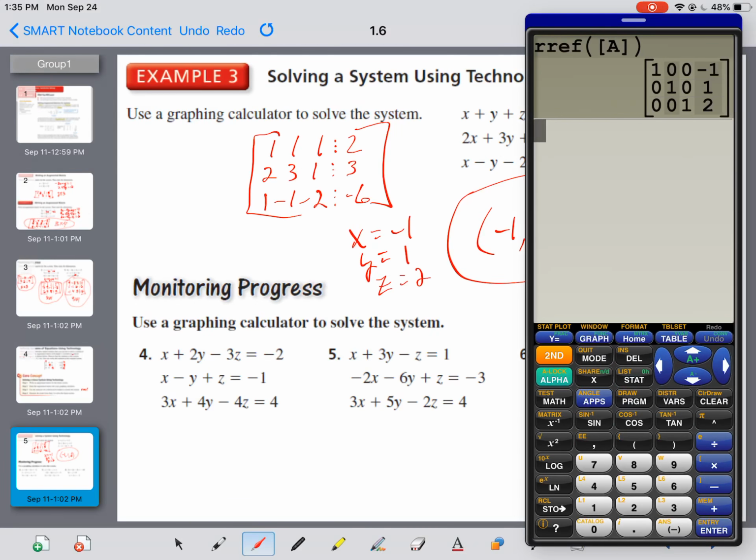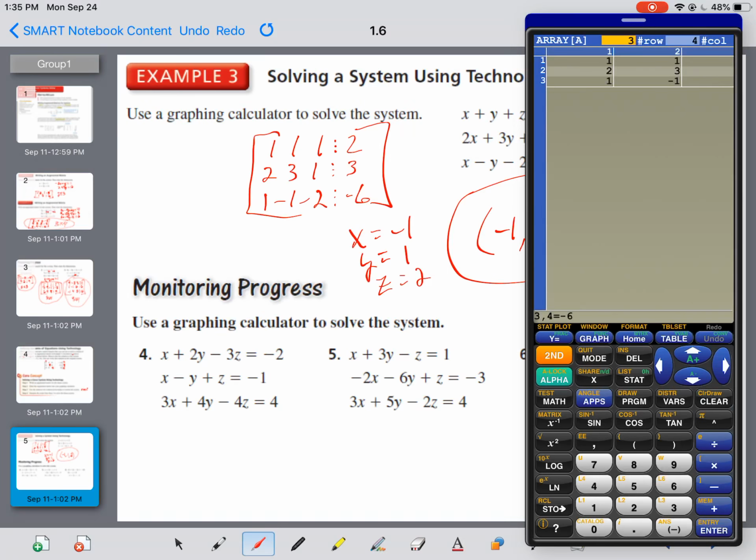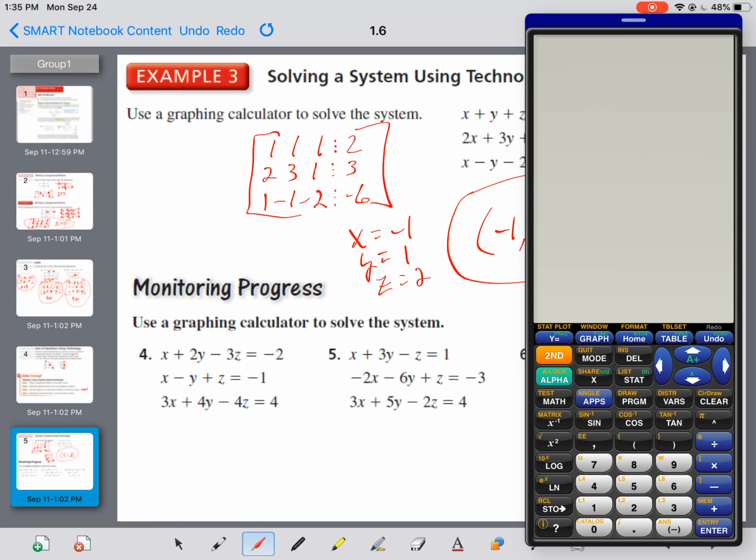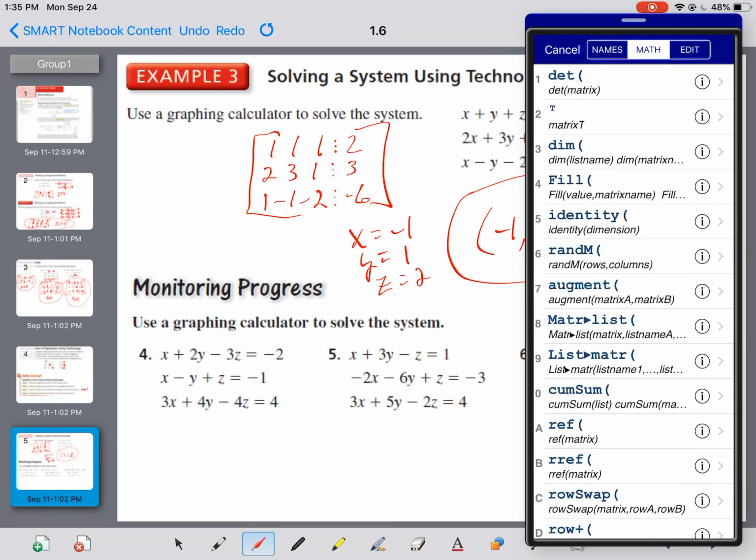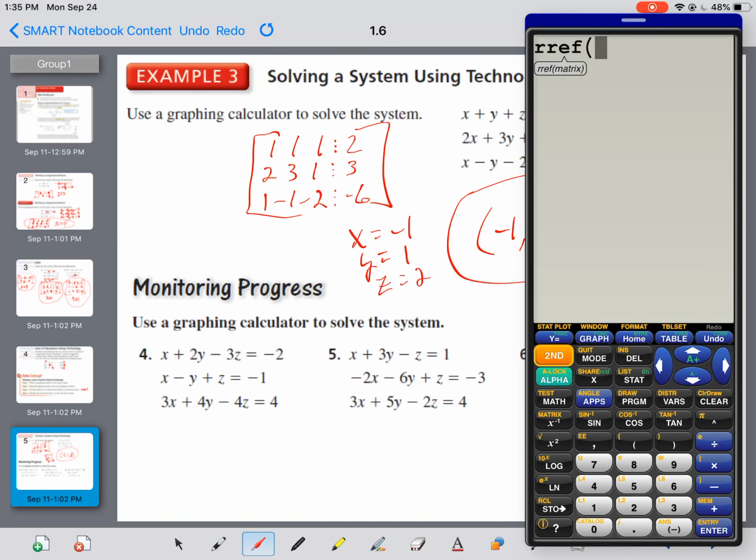All right, let's look at number 4. I'm going to go back to my matrix, go over to edit, A, it's a 3 by 4, but my numbers are different now. 1, 2, negative 3, negative 2, 1, negative 1, 1, negative 1, 3, 4, negative 4, positive 4. And quit back out, go back to matrix, over to math, go down to ref, go back to matrix, letter A, close and enter. All right, so now I got e to the whatever.